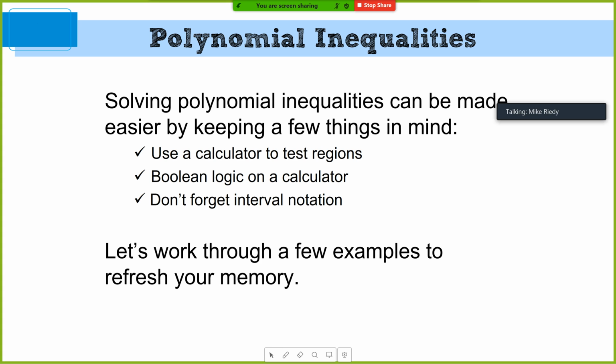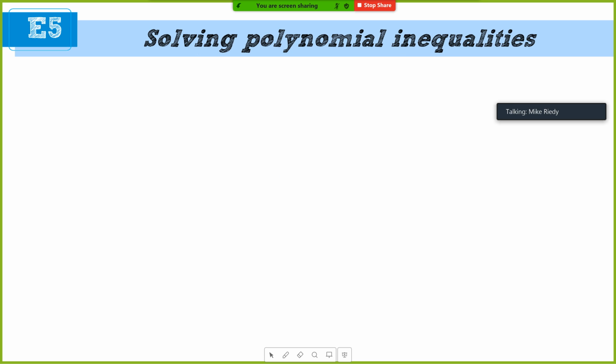Does that make sense? Now, this seems more complicated than it has to be, and most of the time you probably wouldn't use the Boolean logic, but I want to give it to you so that when things get ugly, you have another tool to work with. Okay, so we're going to do this puppy. We're going to start with something simple. Nice, easy, quadratic inequality.